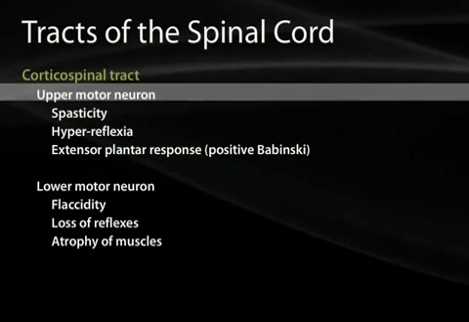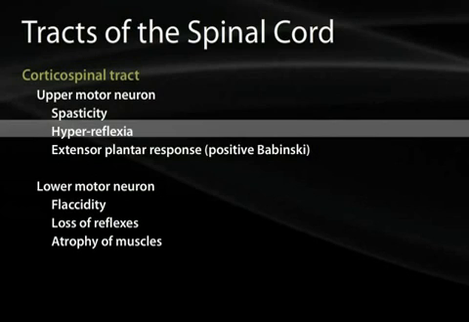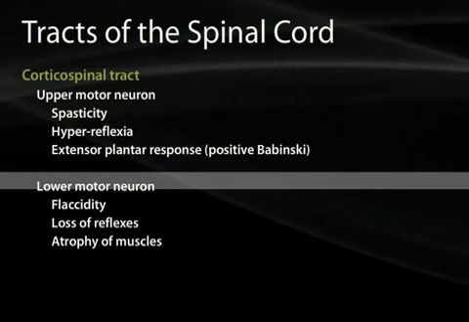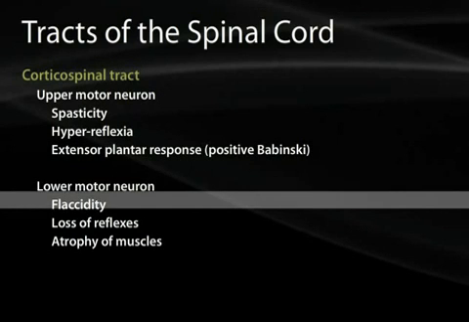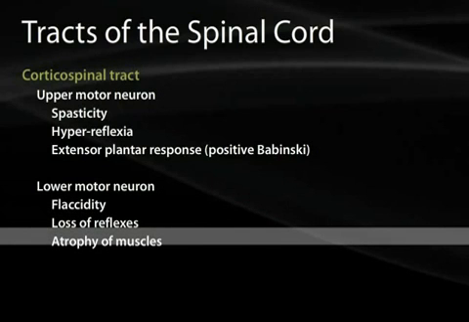What happens when you have an upper motor neuron lesion? Well, that will result in spasticity, hyperreflexia, and an extensor plantar response that is known as a positive Babinski sign. A lower motor neuron lesion will lead to flaccidity, or lack of tone in the muscle, a loss of reflexes, and a more rapid atrophy of the muscles. Atrophy will occur in an upper motor neuron lesion but we call that a disuse atrophy, and it occurs much later than what you see in a lower motor neuron lesion.